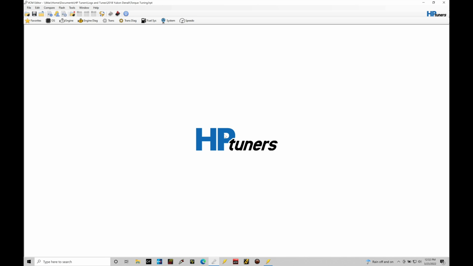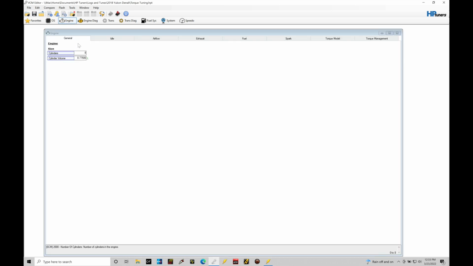Okay, well, I'm going to jump into a 2018 Yukon Denali calibration file. In this specific tutorial, I'm working with my torque tuning file. Doesn't really matter, any Gen 5 calibration file will work. What I'm going to do is jump into the engine section here, and let me go through where we're going to find the couple key tables to deal with our airflow and fuel model in cranking conditions.